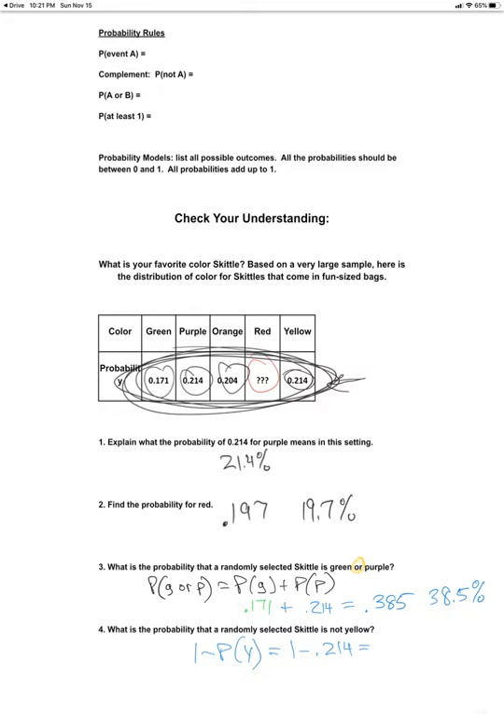Okay, so let's say we didn't know the red. We could find it, but we wanted to know this probability. All we have to do is 1 minus the 0.214. Okay, so 1 minus 0.214 is 0.786, or 78.6% chance of getting anything that's not yellow. That's a pretty big probability.